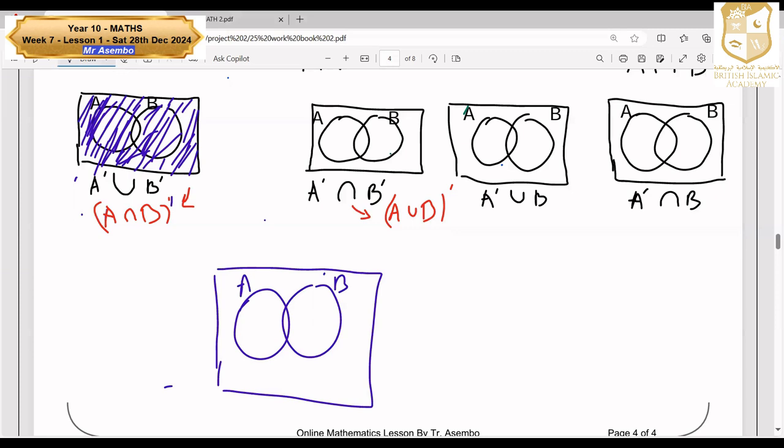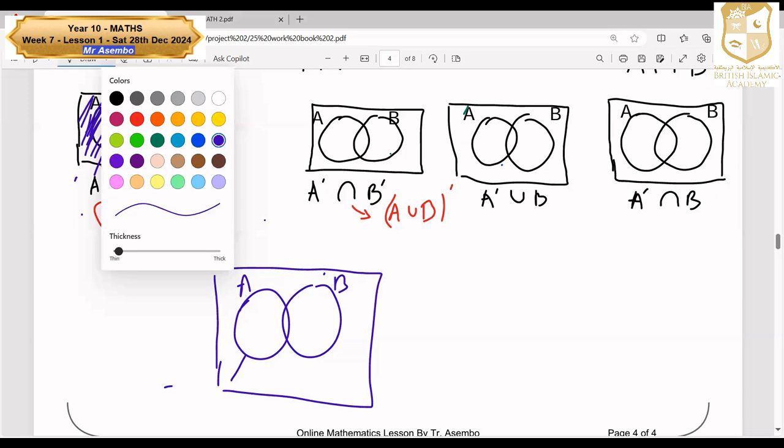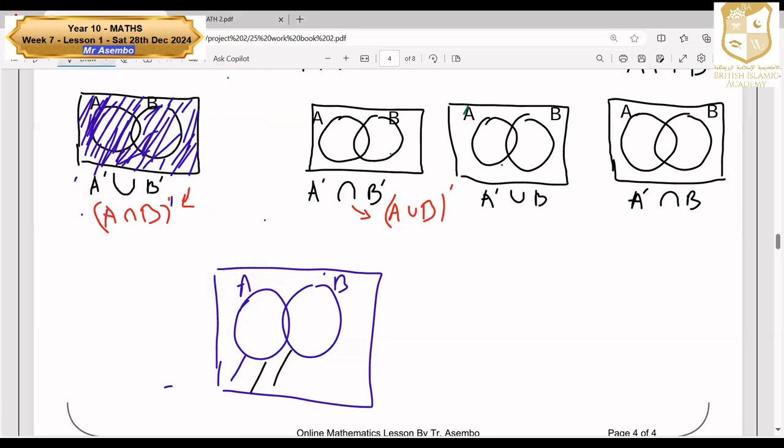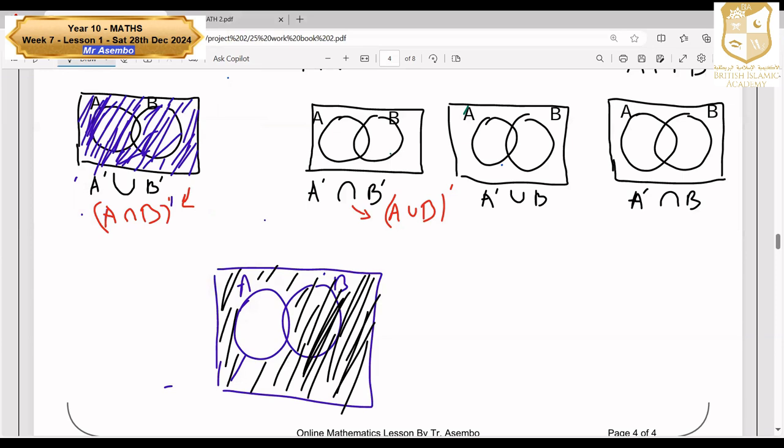So let me start by presenting A complement. A complement is everything that is not in A. I'll use a different ink here. Now, everything that is not in A, I'll shade everything that is not in A. That is A complement.